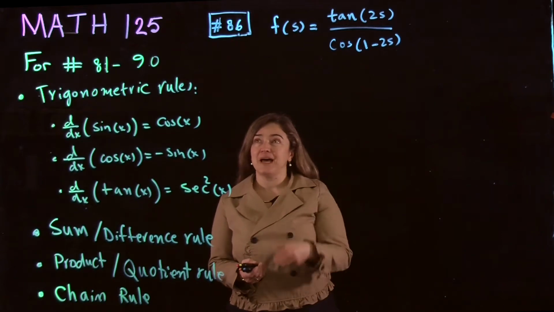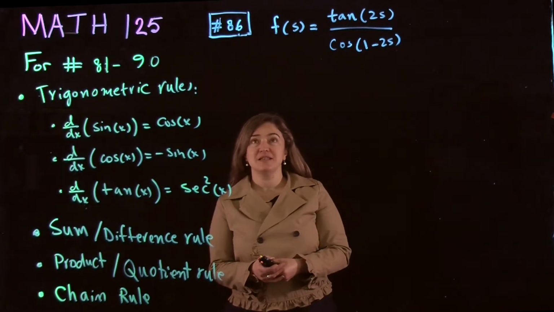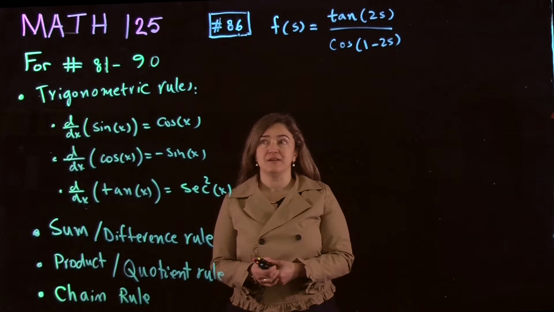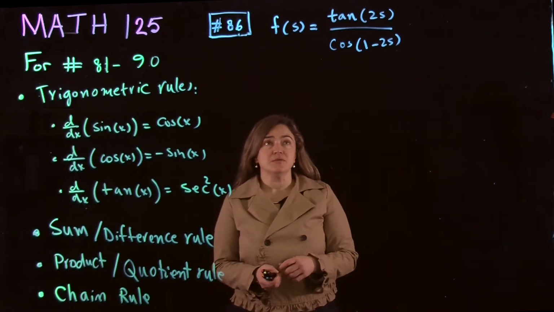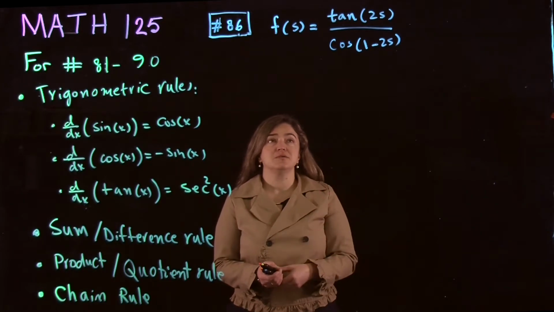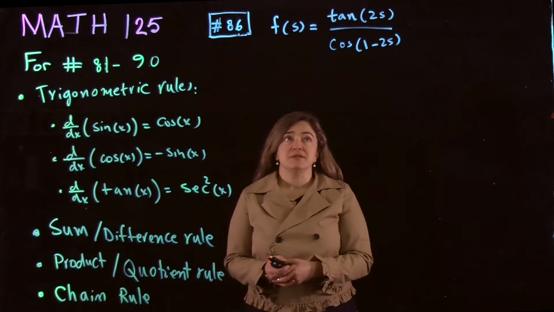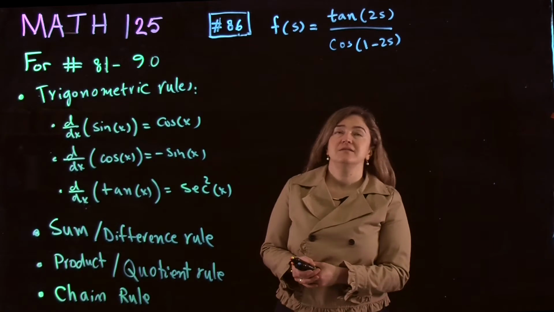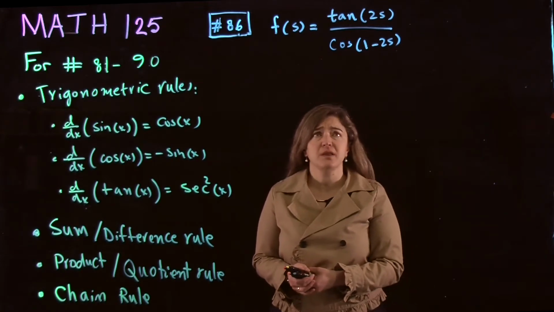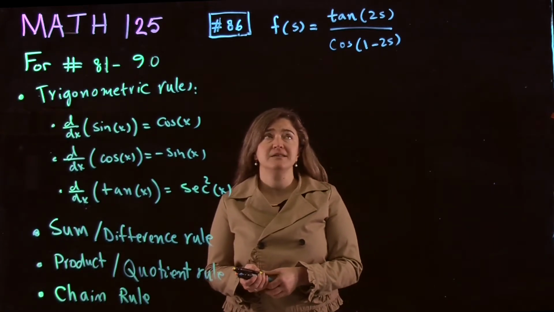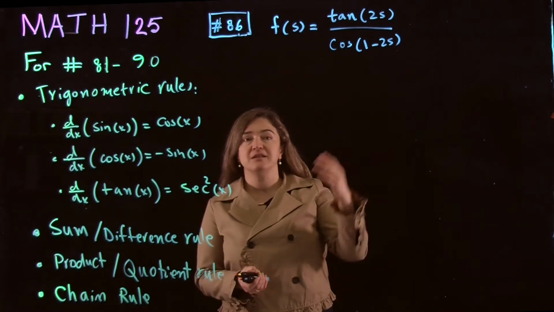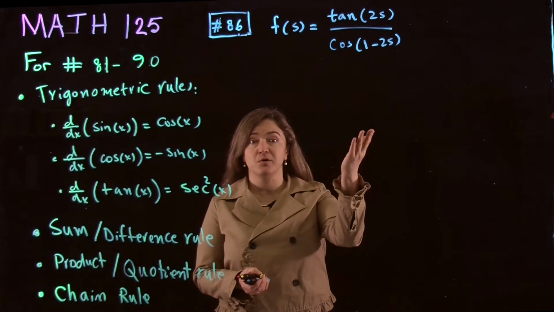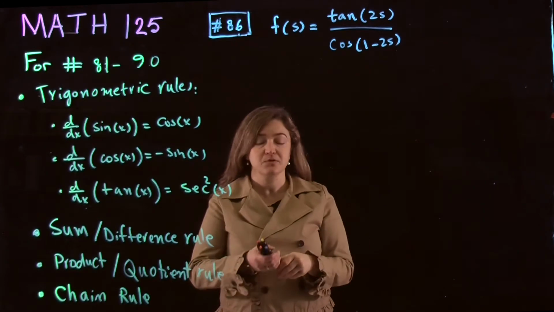We're continuing with Math 125 Gateway questions, this time number 86 out of the series 81 to 90. This question is f of s equal to numerator tangent of 2s, denominator cosine of 1 minus 2s. And I would like to present two methods for solving this question.